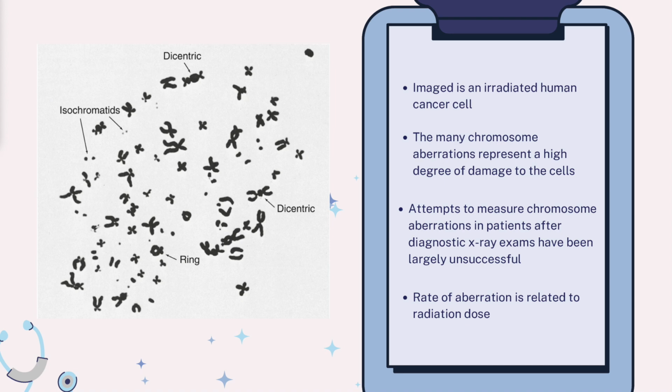Attempts to measure chromosome aberrations in patients after diagnostic X-ray exams have been largely unsuccessful. And the reason behind this is because diagnostic X-rays tend not to expose an individual to high enough radiation doses to produce such effects in the cells. However, instances of high-dose fluoro studies have shown chromosome aberrations shortly after exposure. The rate of chromosome aberrations is related directly to the radiation dose one is exposed to.